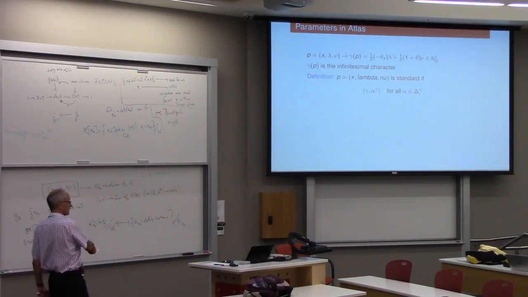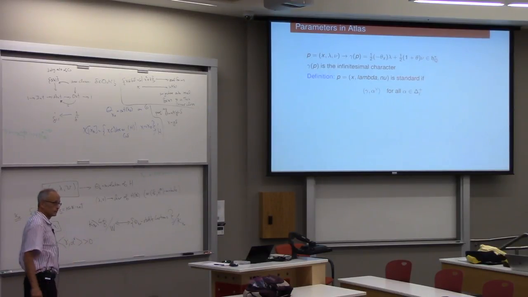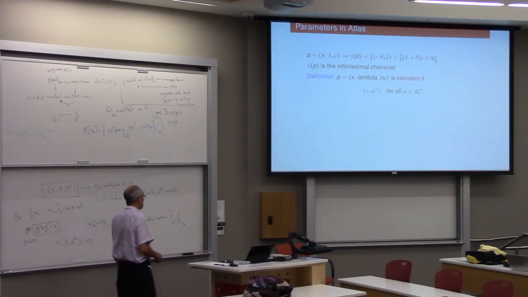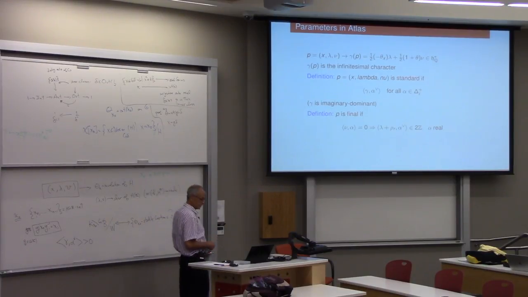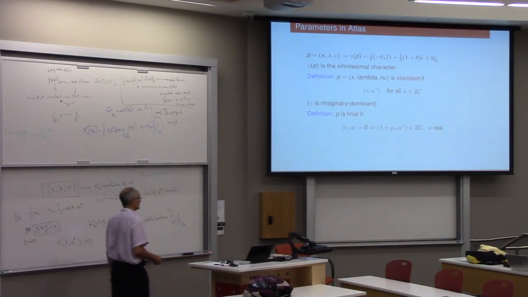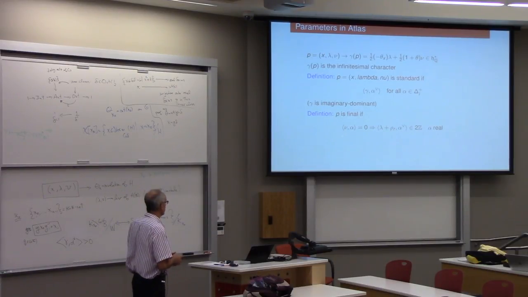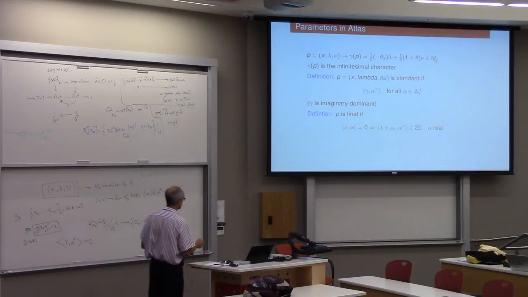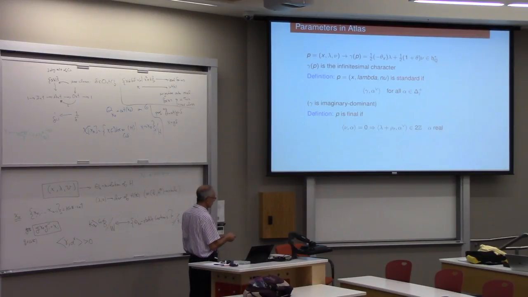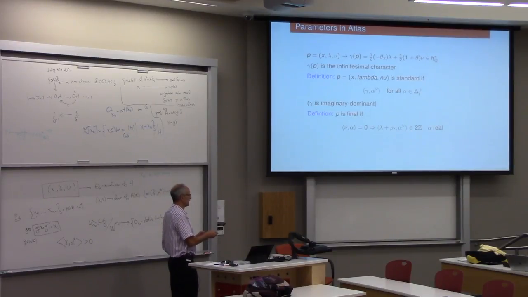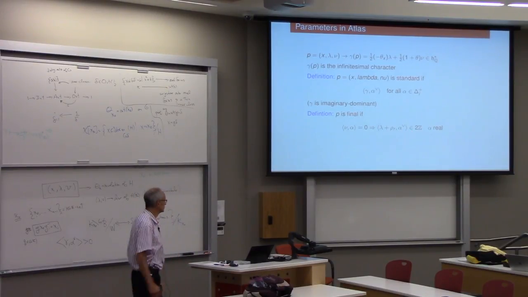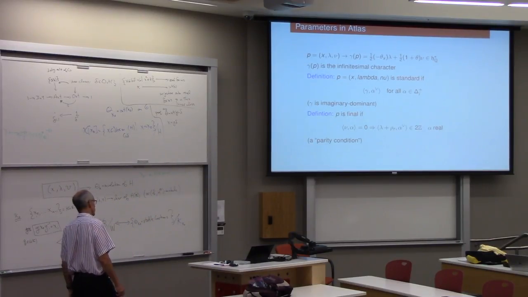Okay, so I dropped the greater than zero here. The condition is this positivity for all of the imaginary roots. And sometimes we just say gamma is imaginary dominant. And we say that the parameter is final if this funny condition holds: I have a lot of misprints, there's an alpha check there. If you have a root which is a real root, which is singular, then there's a parity condition required. This is a parity condition to say that this inner product is an integer, and I'm demanding that it be even. Okay? And this is what's called a parity condition.